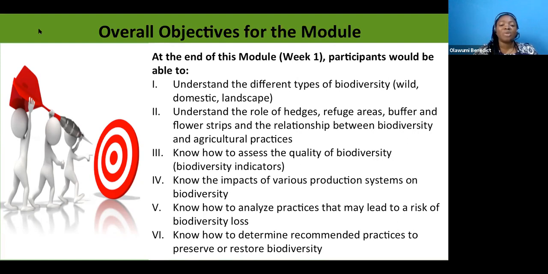What are the negative and positive impacts of this on our horticultural farms? Then we'll move on to know how to analyze practices that may lead to a risk of biodiversity loss. How do I know that what I'm doing currently is going to create biodiversity loss? So that I can mitigate it, or reduce those practices if I have the ability to do that. Then we also know how to determine recommended practices to preserve or restore biodiversity on our farm. Some farms need to restore totally, some are already doing it, and then they need to preserve. So these are things that we're going to learn in this module, in this week 1.